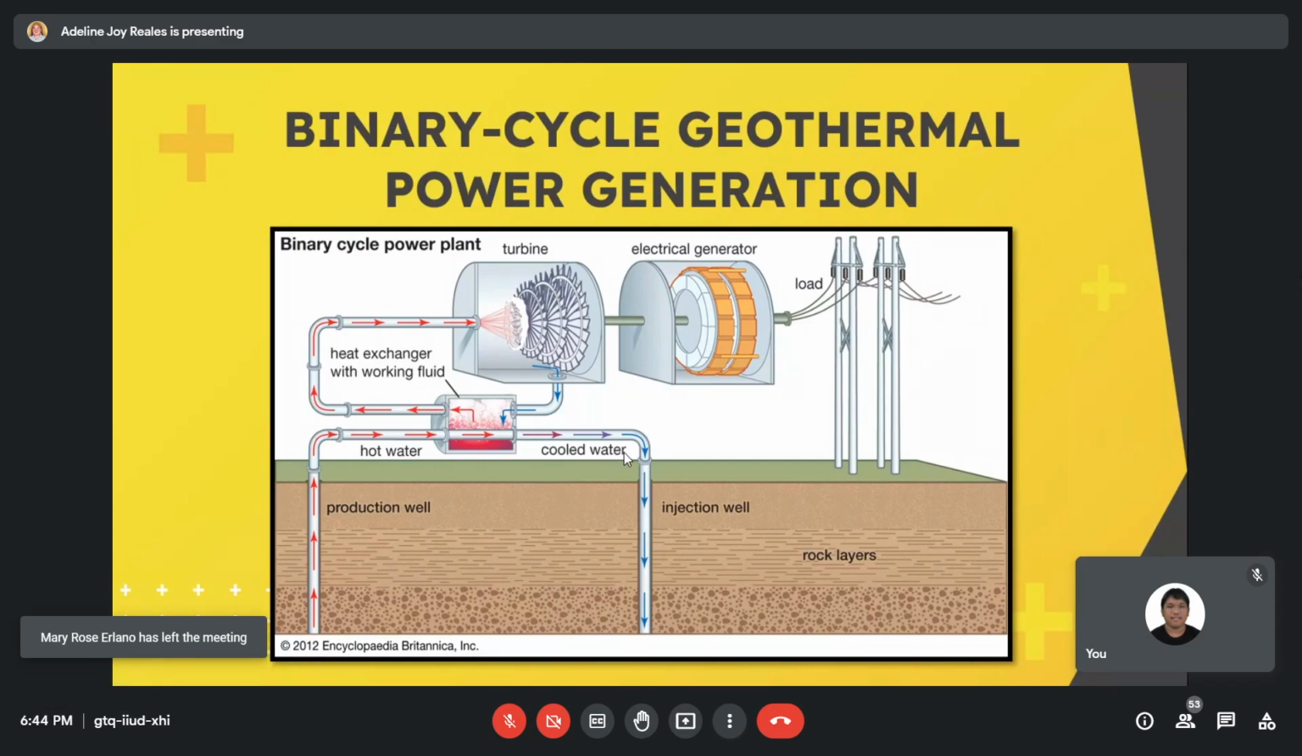So the binary cycle geothermal power generation. Binary cycle power plants use steam driven off a secondary working fluid such as ammonia and hydrocarbons contained within a closed loop of pipes to power the turbine generator set. So in this process, the heat is transferred to the working fluid through a heat exchanger. The working fluid then vaporizes, and after the vapor from the working fluid passes through the turbine, it is recondensed and piped back to the heat exchanger.